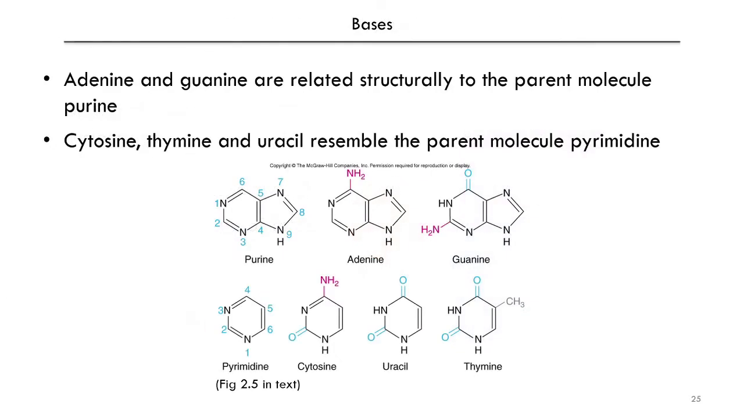One of 5 bases is typically found in each of the nucleotides that make up DNA or RNA. These are adenine, guanine, cytosine, uracil, or thymine. Adenine and guanine are structurally related to their parent molecule purine, whereas cytosine, thymine, and uracil resemble their parent molecule pyrimidine. So adenine and guanine are called purines, and cytosine, uracil, and thymine are called pyrimidines. In DNA, we find adenine, guanine, cytosine, and thymine, whereas in RNA, we find adenine, guanine, cytosine, and uracil.